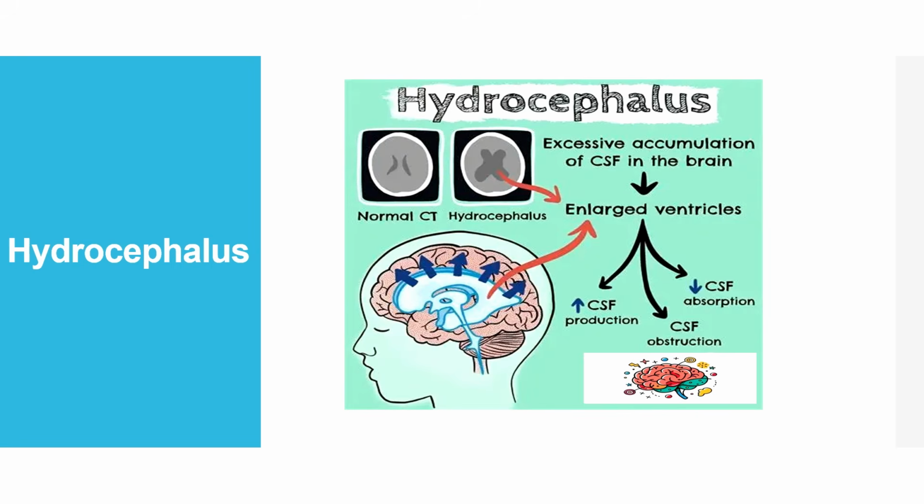Why is CSF absorption decreased? Due to any infection such as meningitis, where cerebral edema results in abnormal functioning of the brain. So they can't properly absorb the CSF. So that results in the increased or excess accumulation of CSF inside the brain.